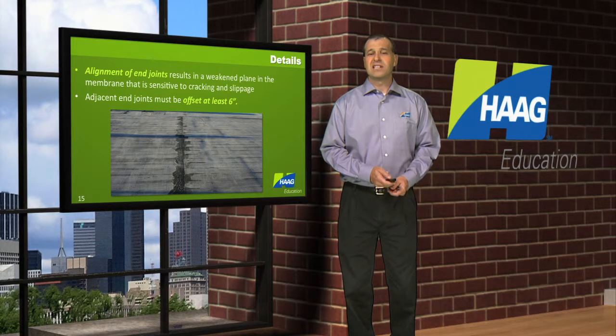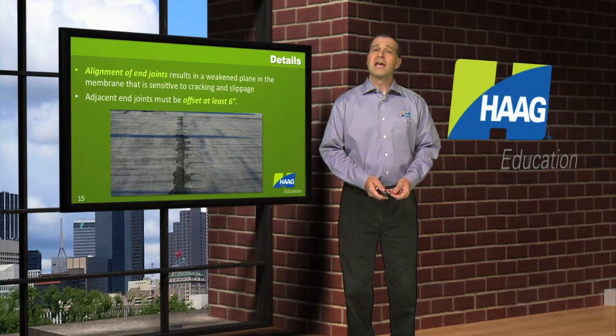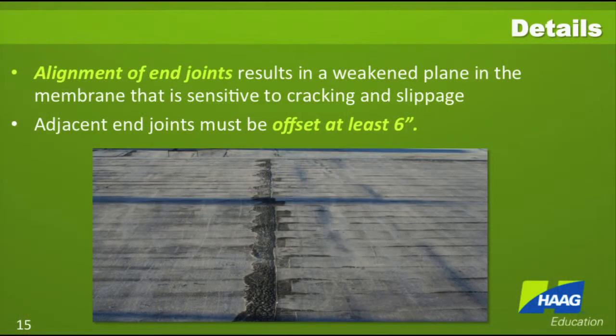The photograph in this slide shows alignment of the end joints. They all ended in approximately the same area, and so you end up with this horizontal plane across the roof that is going to be weaker. And as you go through thermal expansion contraction cycles, you might be likely to get cracking or splitting of the roof in this area. When you're going from one end joint to the other, you want to offset at least 6 inches.